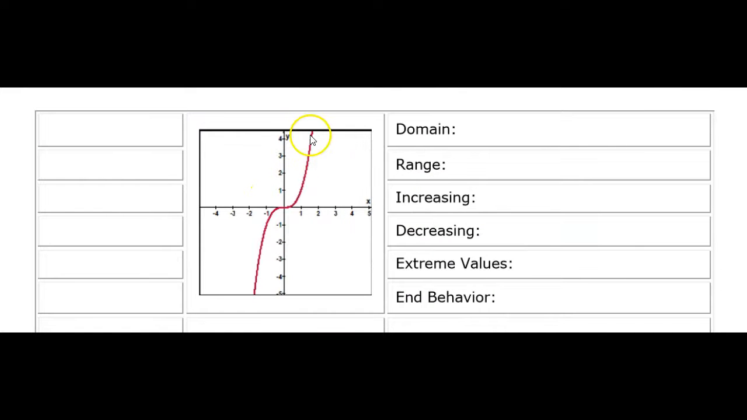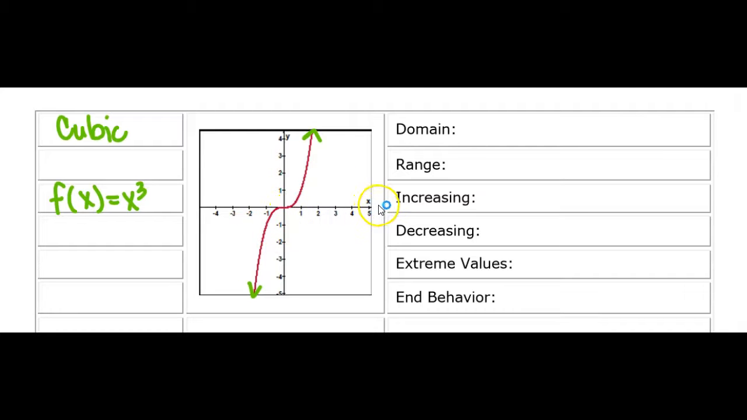All right, so have you seen a graph that looks like this before? Kind of like a snaky looking graph? This graph is called a cubic. And the equation would be f of x equals x cubed. So 1 cubed is 1, 2 cubed is 8, off the graph, and so on.